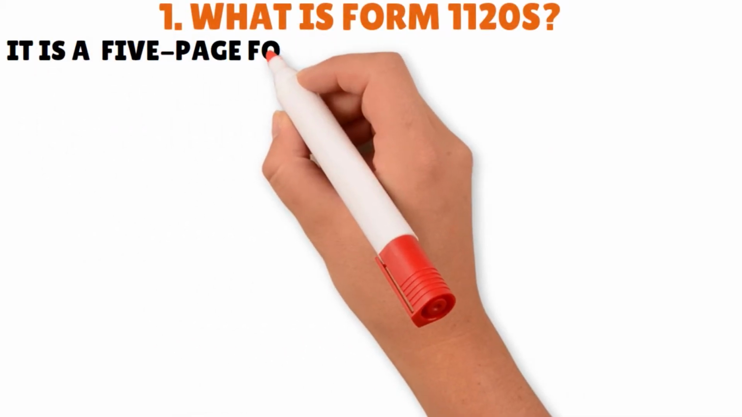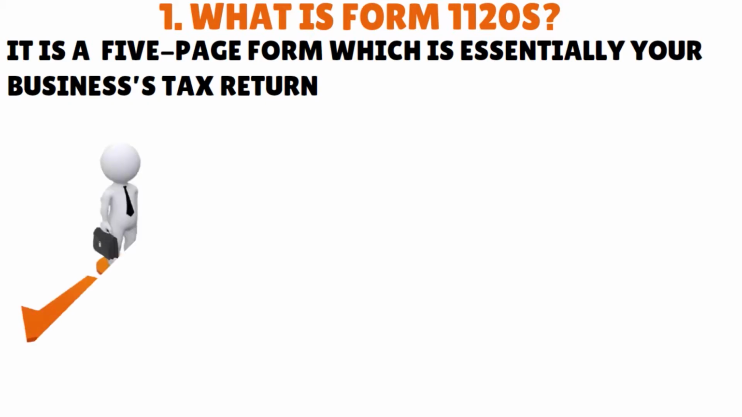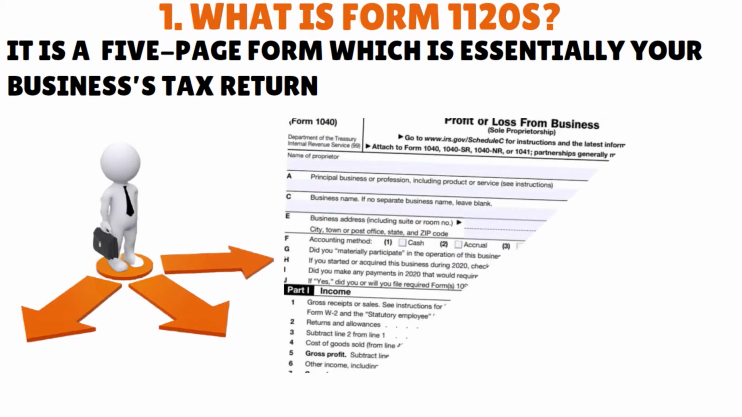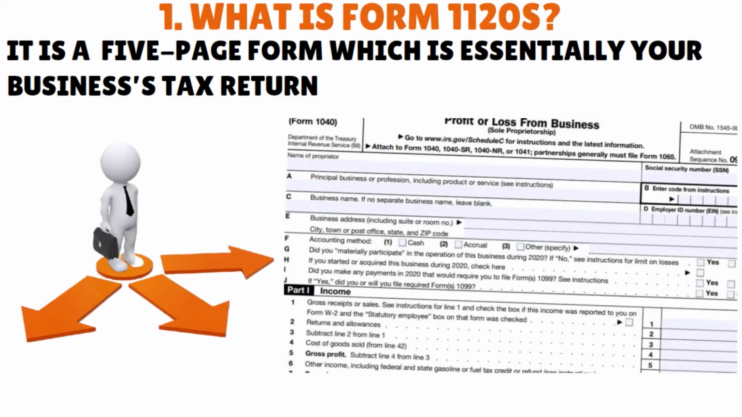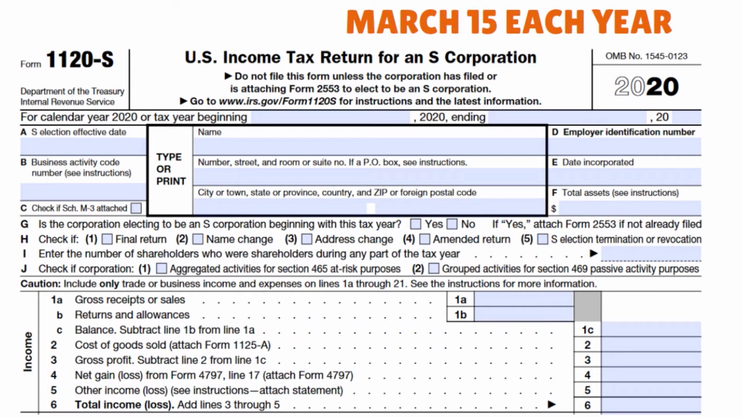So this is actually a 5-page form. And when a business is taxed as a sole proprietorship, its profit and loss is reported on Schedule C, right? In an S corporation, Form 1120S replaces Schedule C as the way the business profits or loss is reported to the IRS. So unlike Schedule C though, Form 1120S is not filed with your personal tax return. It is submitted to the IRS as a separate filing, and it is typically due on March 15th each year. As is the case with Schedule C, the profit and loss on Form 1120S will flow through to your personal tax return and impact your personal tax liability.